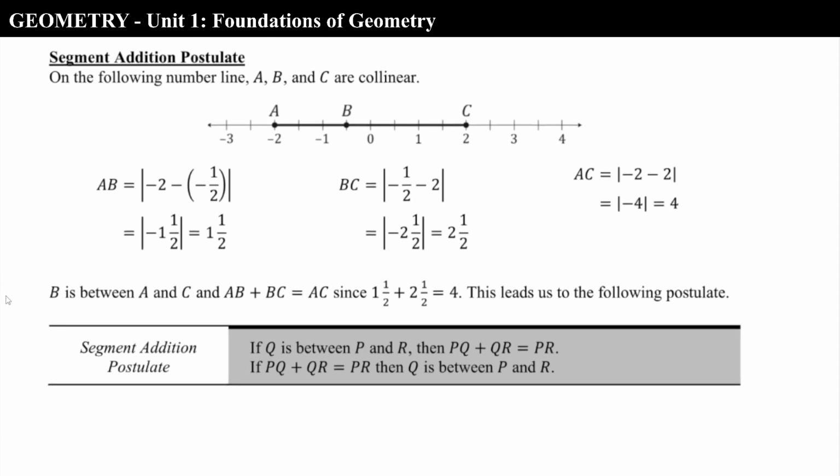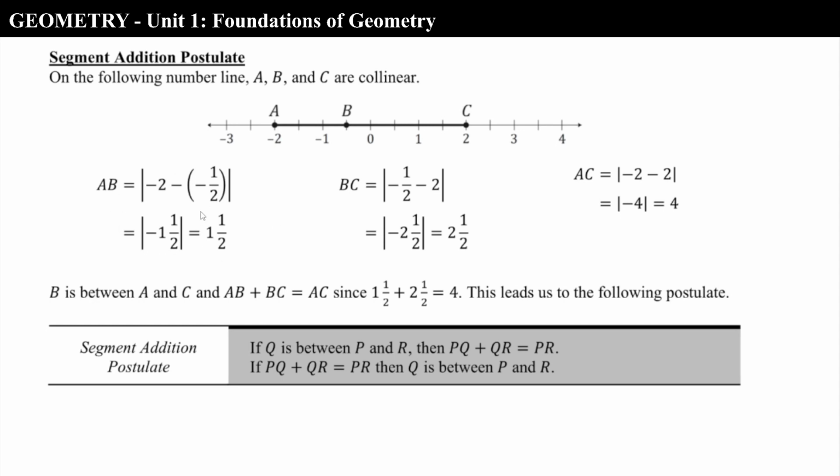Okay, let's talk about the segment addition postulate now. On the following number line, A, B, and C are collinear. Remember, collinear means they fall on the same line. So since A, B, and C are collinear, we can add segment AB and segment BC. So let's see what AB is. AB is 1.5. You can read that off the number line.